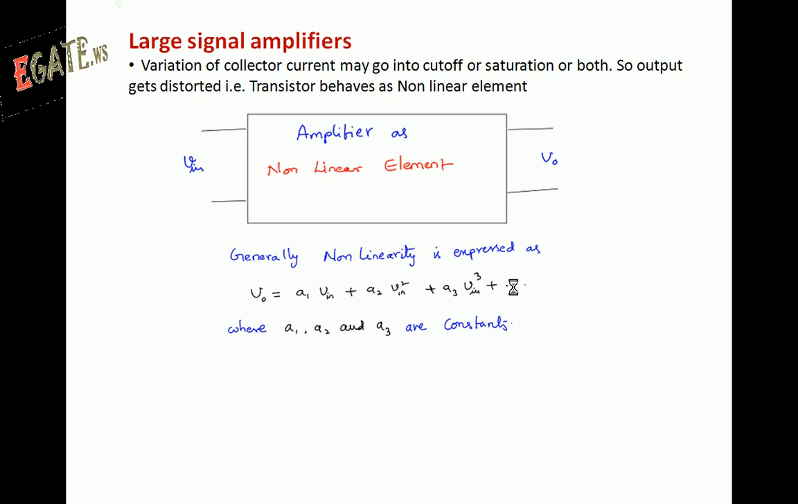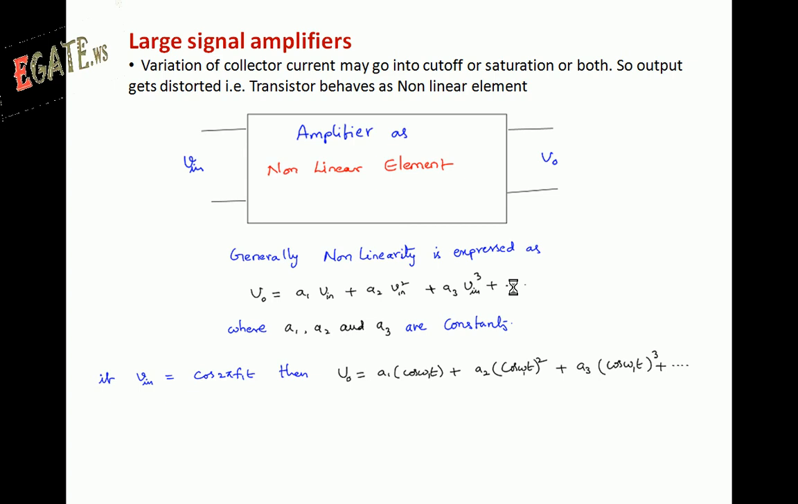Apply the same input signal as cos omega 1t, that is cos 2 pi f1t, a sinusoidal signal with frequency f1 we are applying as input. Then we can write the output as A1 times of cos omega 1t, A2 times of cos omega 1t square plus A3 times of cos omega 1t cube. So if you observe the frequency components in input and output, in input there is only one frequency component, that is f1, but in output there are so many other frequency components along with f1.